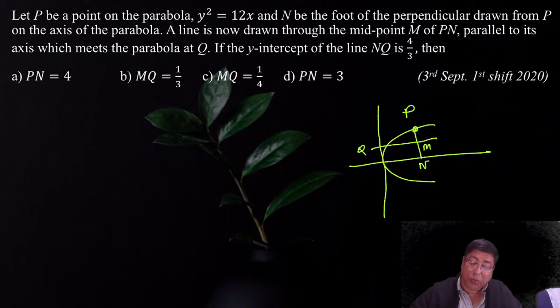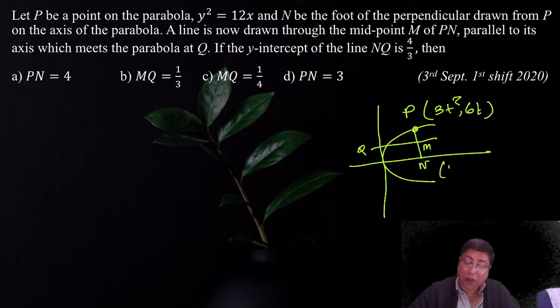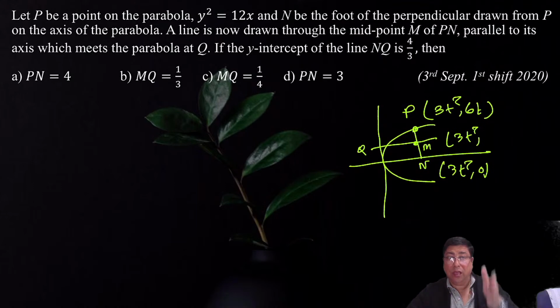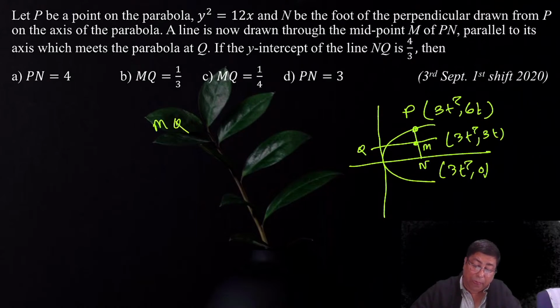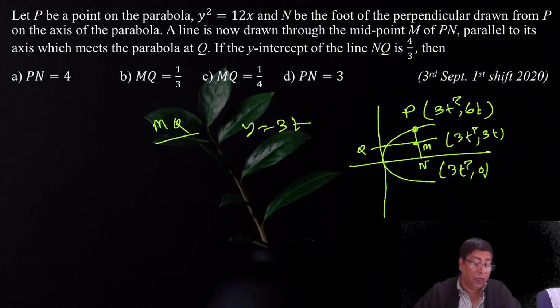Y square equal to 12x. So what can we say about the P point? P is 3t square, 6t. N point is 3t square, 0, and M is the midpoint. So its x is the same since it is the ordinate, so M is 3t square, 6t by 2, that is 3t. So the equation of the MQ is y equal to 3t, a line parallel to the x-axis. Now for Q point, put y equal to 3t, so Q point is 3 by 4 t square, 3t.